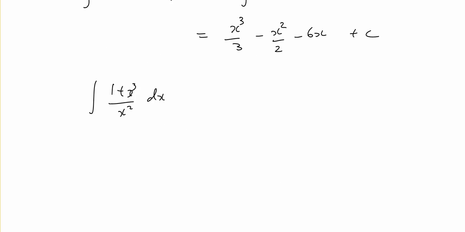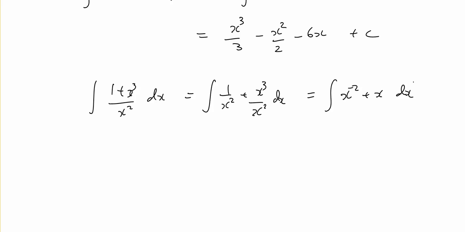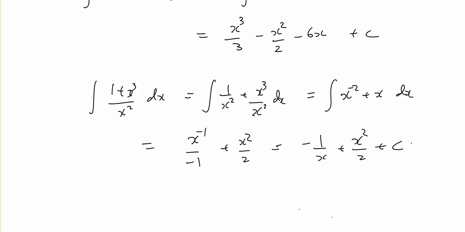We may need to integrate a fraction where the denominator, x squared here, is a single term, and you can write that as 1 over x squared plus x cubed over x squared. And writing each term as a power of x, that would be the integral of x to the minus 2 plus x dx, which becomes x to the minus 1 over minus 1 plus x squared over 2, which is minus 1 over x plus x squared over 2 plus c.